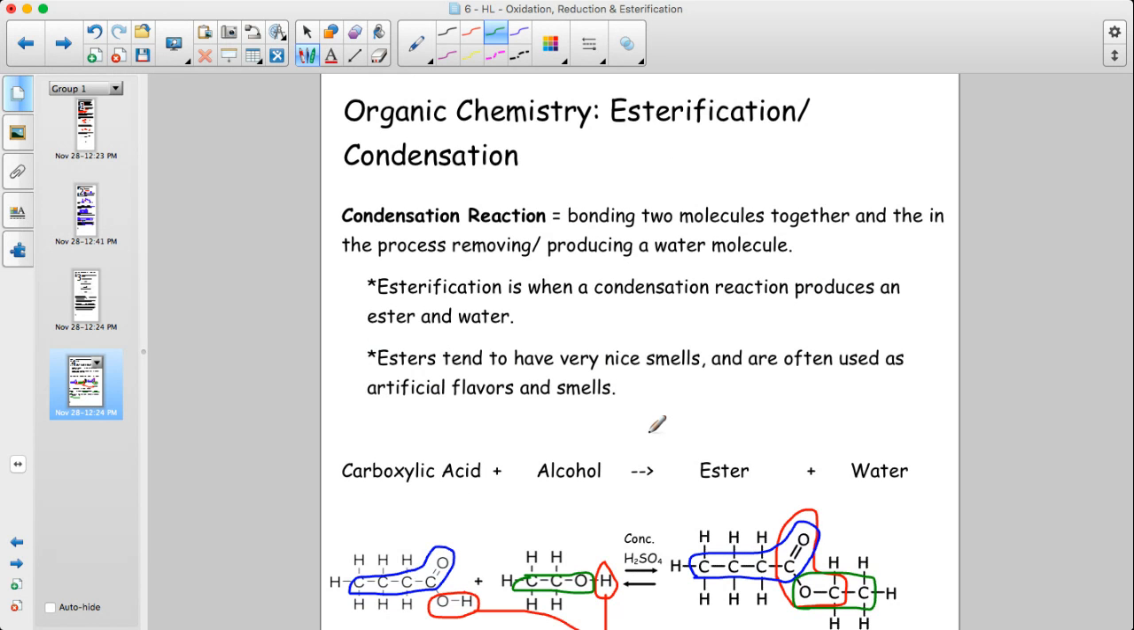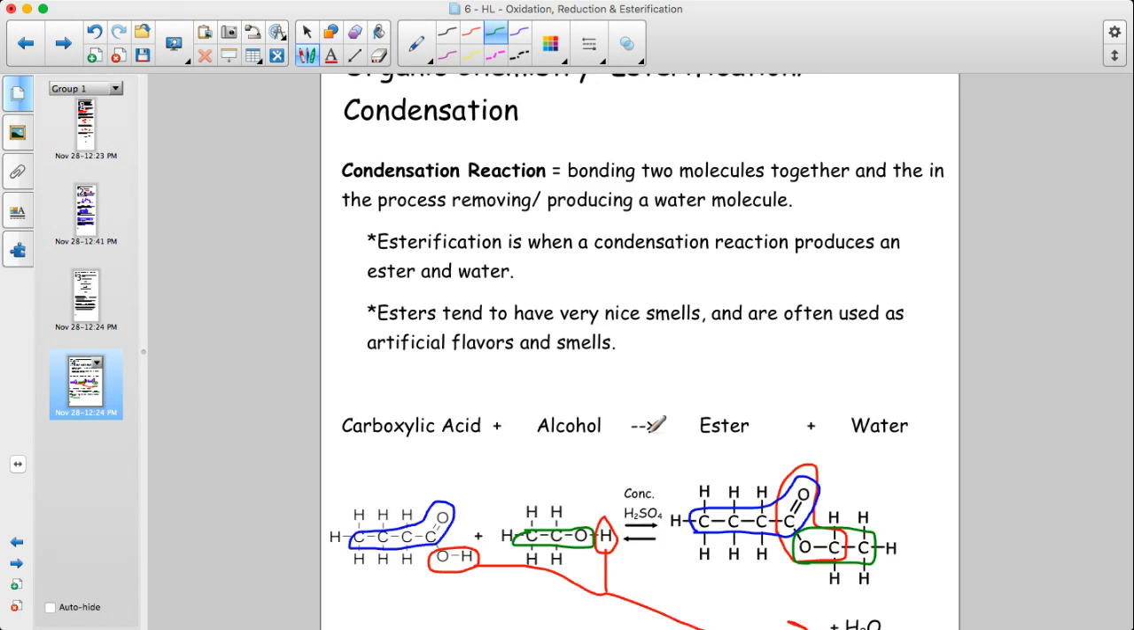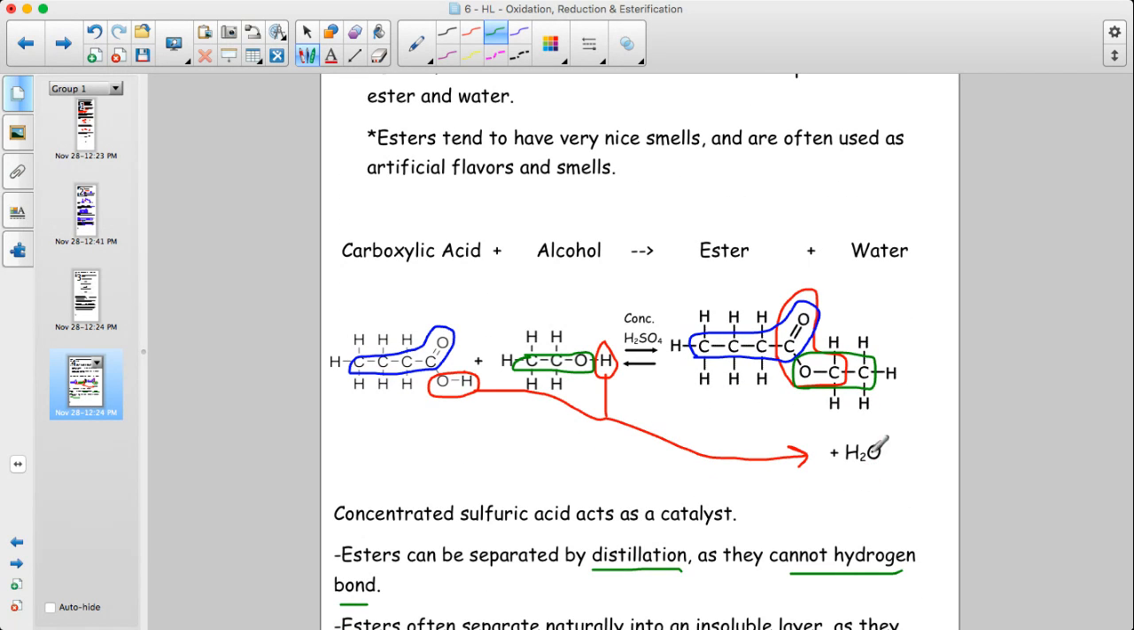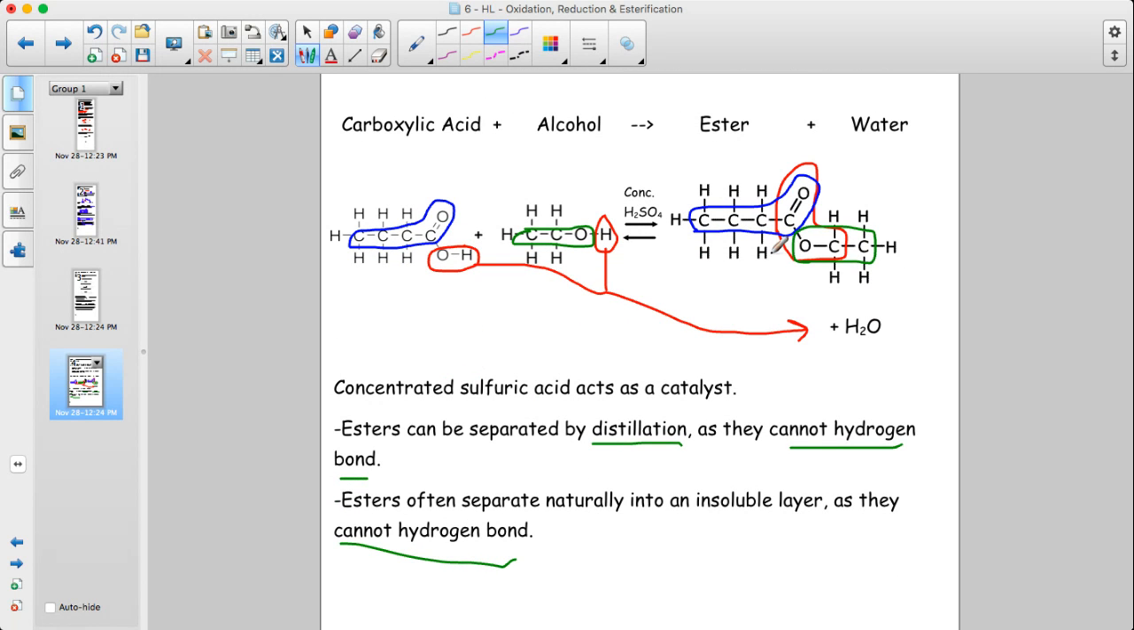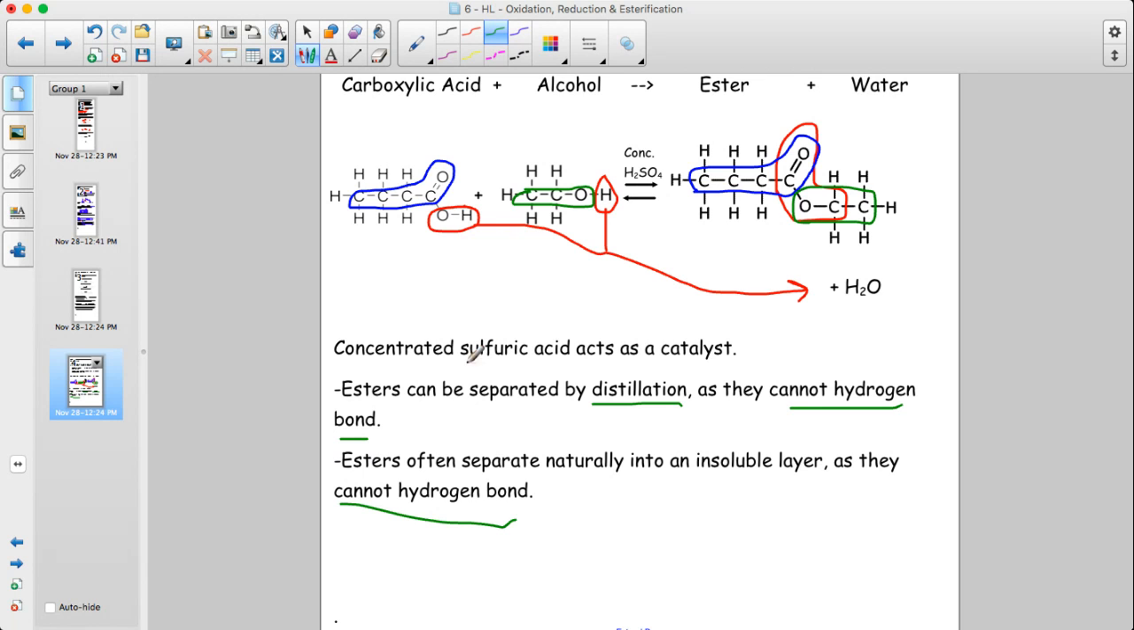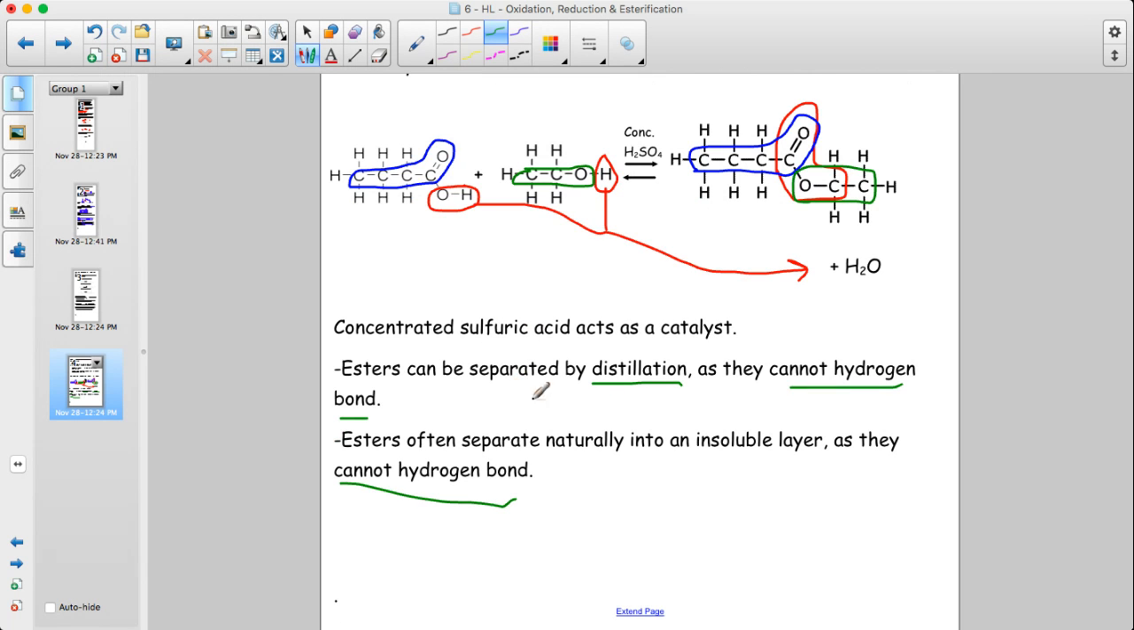So that's all there is to the esterification reaction, knowing that you produce water and this ester from the alcohol and carboxylic acid, and being able to come up with formulas and names. The condition is concentrated sulfuric acid. And some important notes about the IMFs are that the esters do not have the capability of hydrogen bonding, and therefore they may separate naturally into an insoluble layer, or they can be easily separated with distillation.